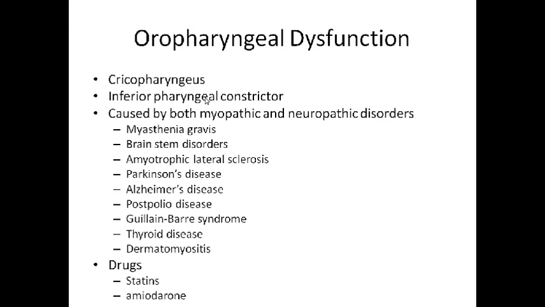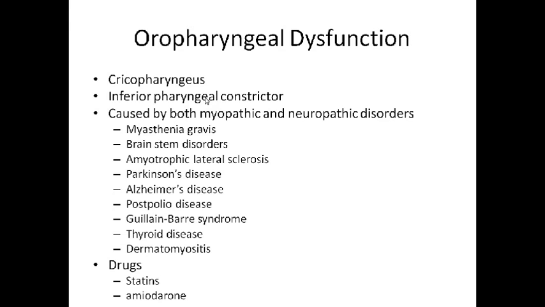So we could have oropharyngeal dysfunction. This is the top portion of the esophagus. We could have cricopharyngeus, inferior pharyngeal constrictor, caused by both myopathic and neuropathic disorders.